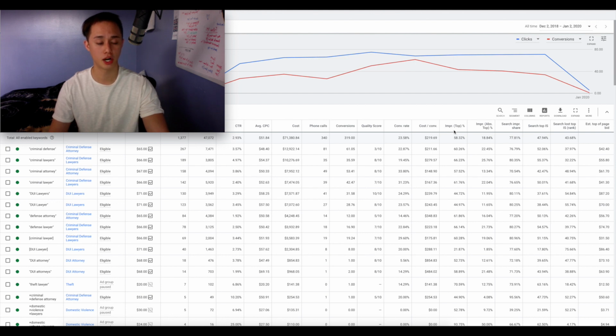So conversion rate, that's a percentage. Cost per conversion. I look at impression top percentage, impression absolute top percentage, search impression share, search top impression share, search lost top impression share, rank, estimated top of page bid.